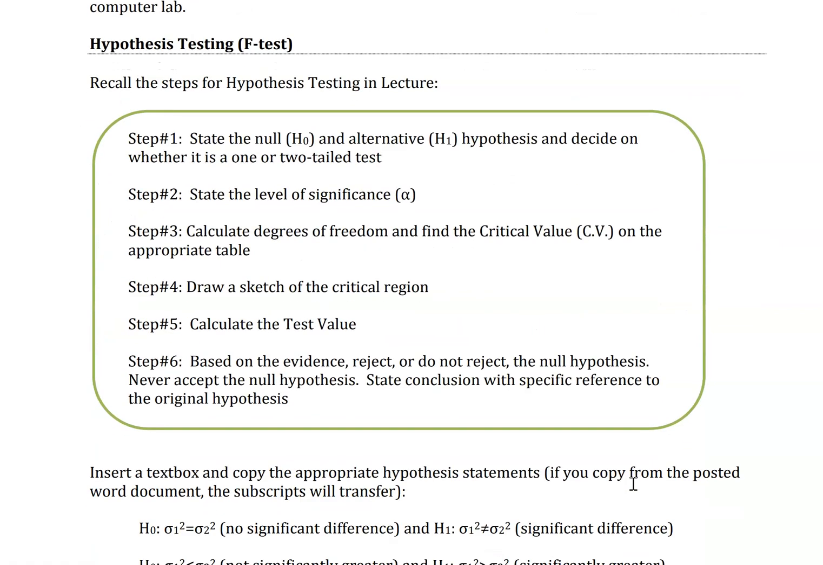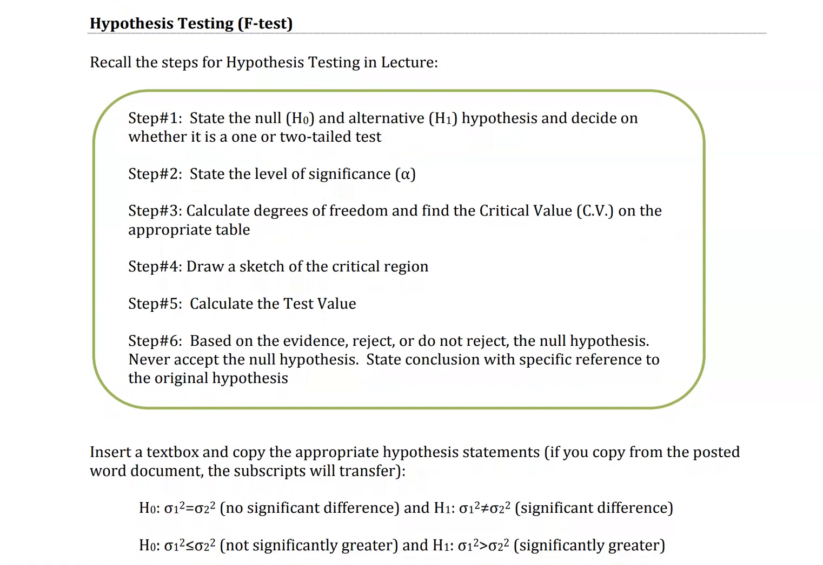Regardless of whether we do the process by hand or use Excel as a tool, we're still going to be following the exact same procedure. Step one, talk about the hypothesis statement. Step two, look at our significance level. Step three, degrees of freedom and critical value. Step four, I would strongly recommend a sketch off to the side, but I'm not going to make you actually do that in Excel.